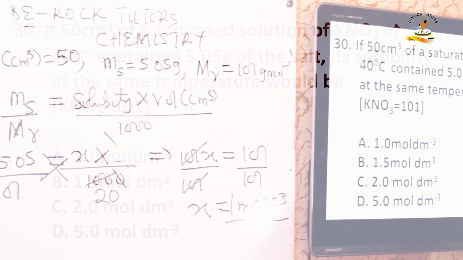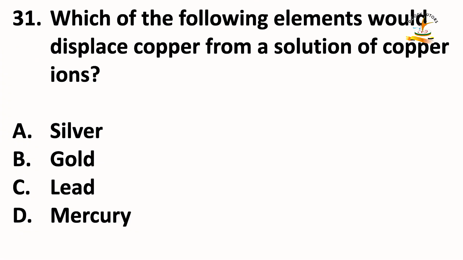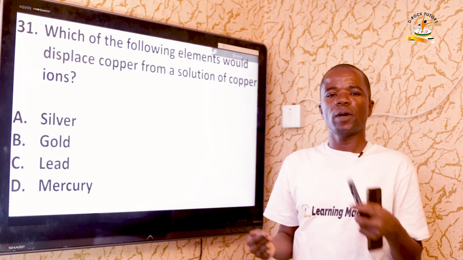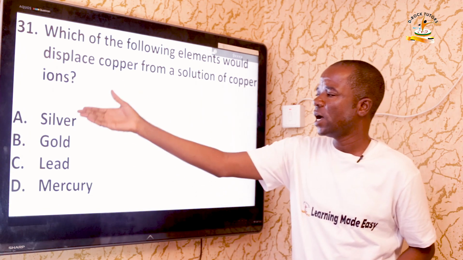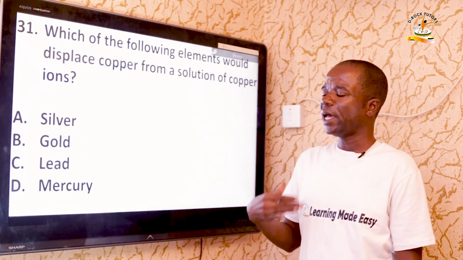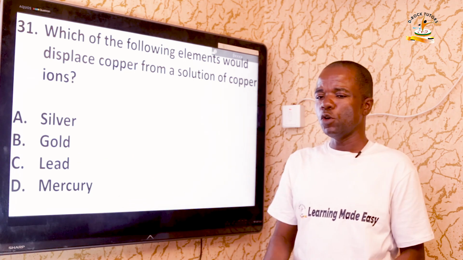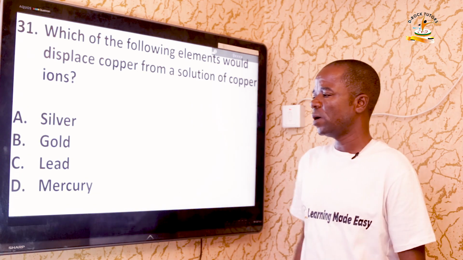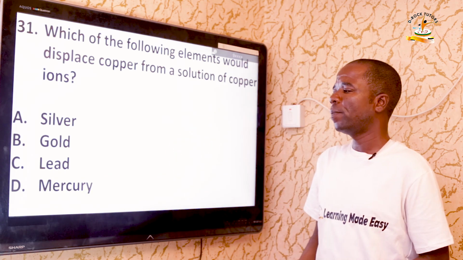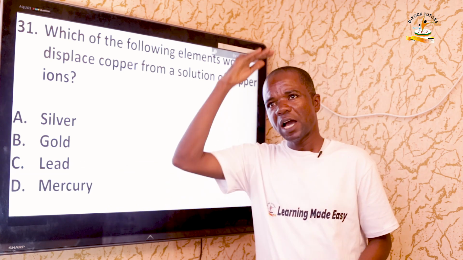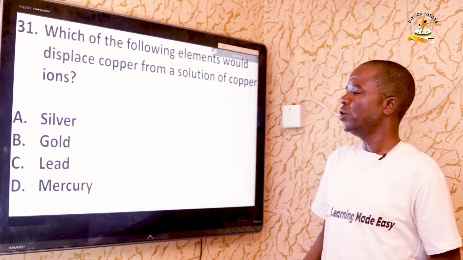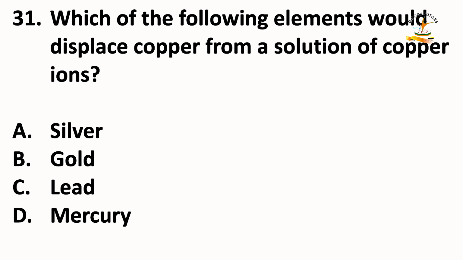Let's go to number 31, please. Which of the following elements will displace copper from a solution of copper ion? We know we have to revert to our knowledge on electrochemical series here. An element that is above copper in the electrochemical series will definitely displace copper. Let's look at the options here. Silver is below copper, hence it can't displace copper. Gold is equally below copper, and hence it cannot displace copper. Mercury is below copper, it cannot displace copper. But lead, that's Pb, is above copper, and that is the correct answer. So lead, being higher than copper in the electrochemical series, can definitely displace copper from a solution of copper 2 ion or copper 1 ion. So the correct answer is option C, lead.